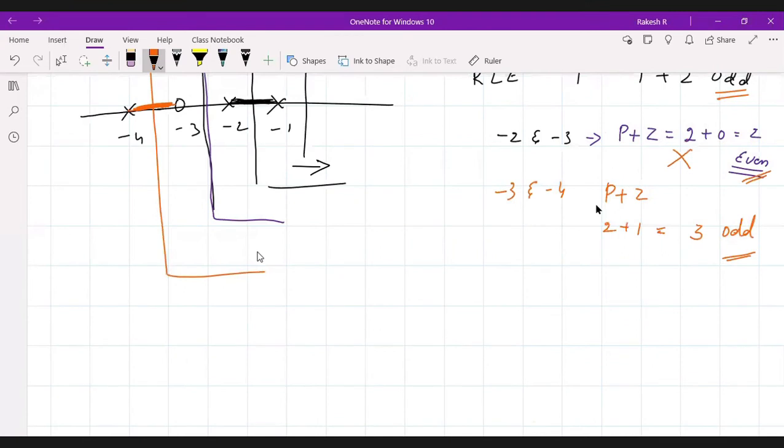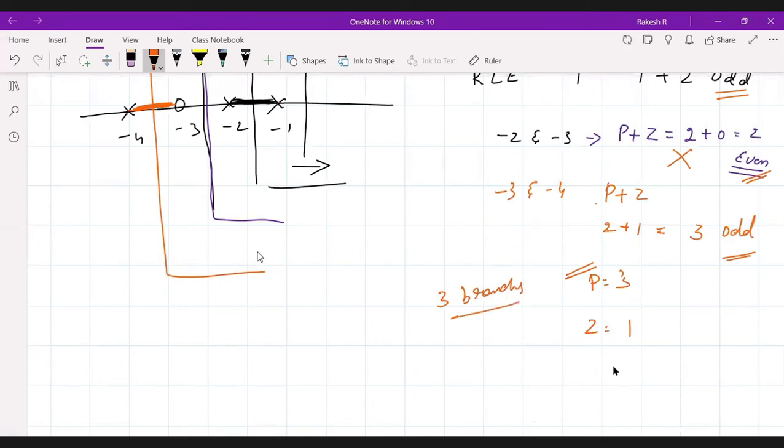Now poles are 3. P is 3 in this, right? 1, 2, and 3. There are 3 poles, and zeros is how much? Zero is 1. So which is greater? P is greater. So we will be having 3 branches here.